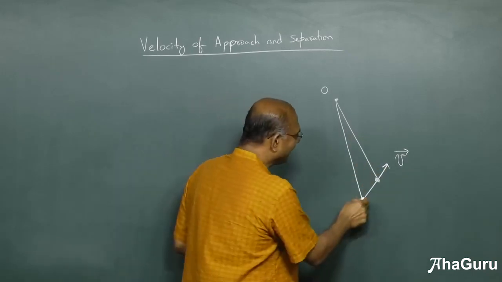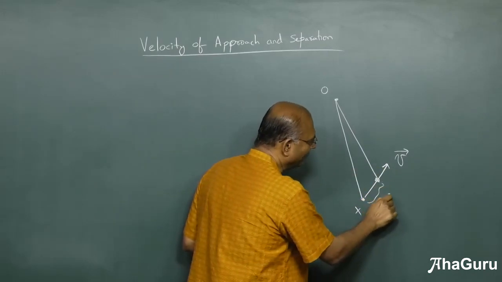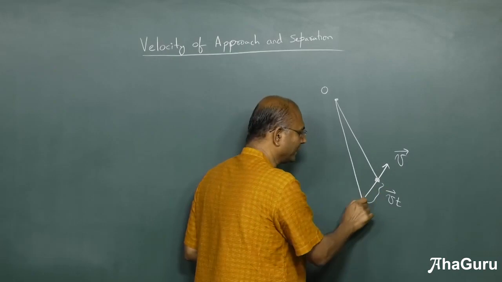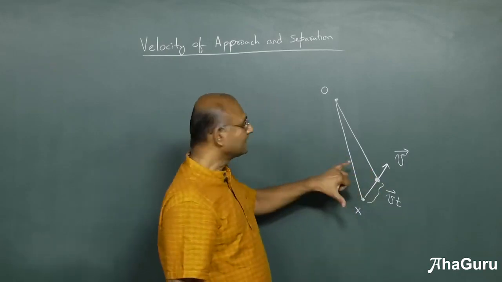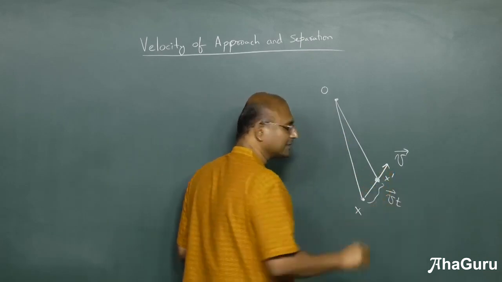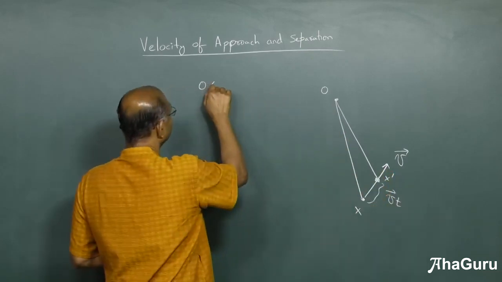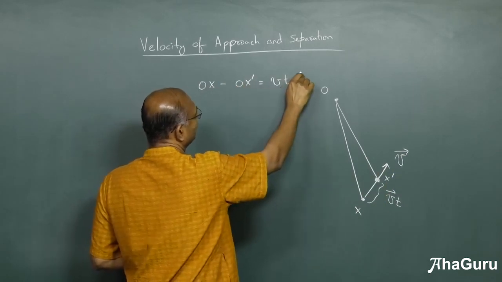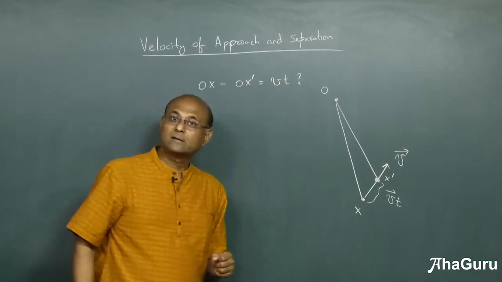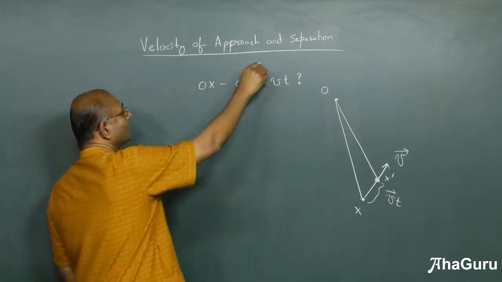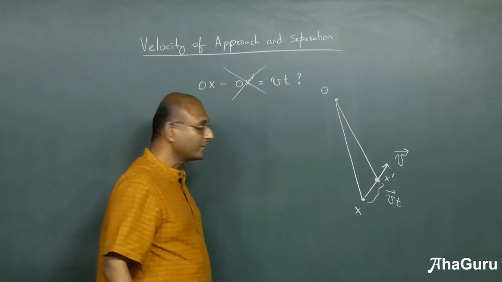But can I use this idea and say v into t is this displacement? That is true, right? So this is v into t. But is vt the reduction in the distance? OX minus OX dash, is it equal to vt? What do you think? Is this correct? No, this is not true. Why is this not true?